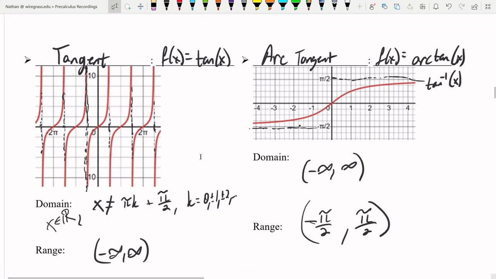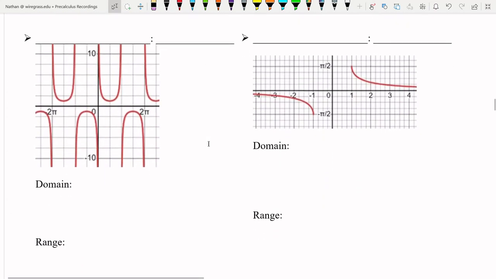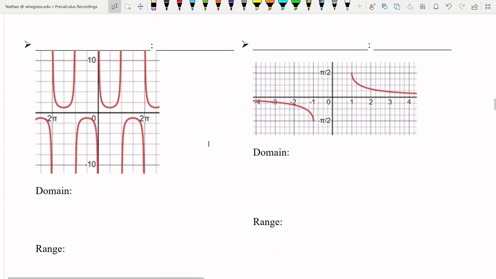Okay, that's that parent function. Once again, these are probably confusing, but we will be looking at these later on. Okay, the next function I have here, I believe, is secant, or probably cosecant actually.